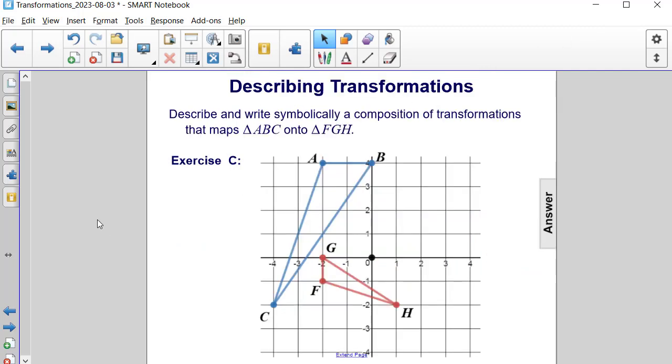Here's another example where we are describing transformations. Describe and write symbolically a composition of transformations that maps triangle ABC onto triangle FGH.